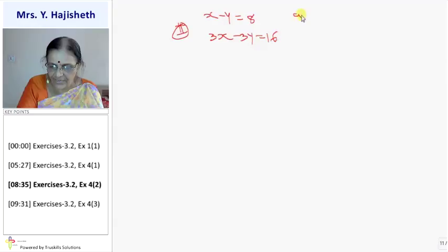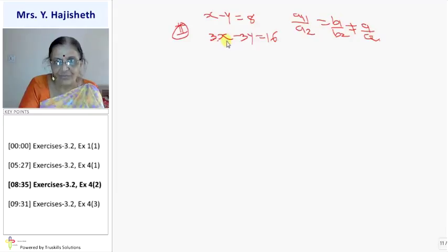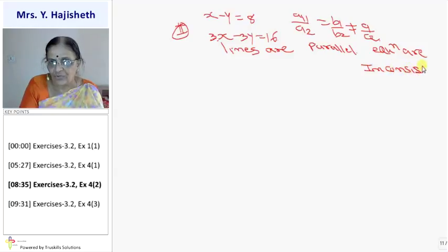Here also you see a1 by a2 is equal to b1 by b2, but not c1 by c2. Check karo. Therefore, if you draw the graph, the lines are parallel. So equations are inconsistent, and in inconsistent there is no solution. No solution. So here you need not draw the graph.